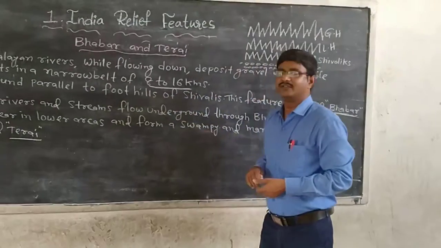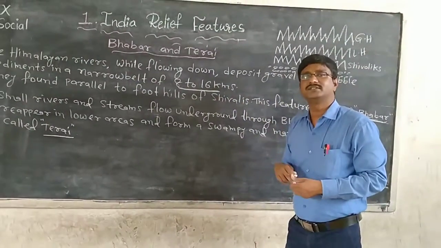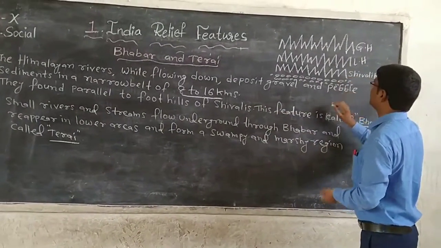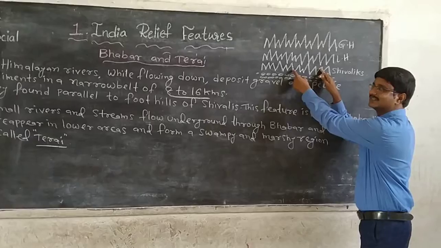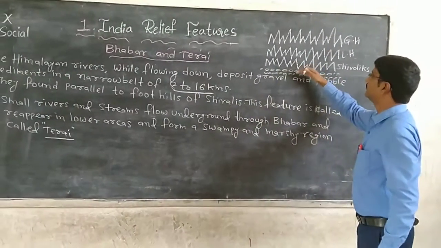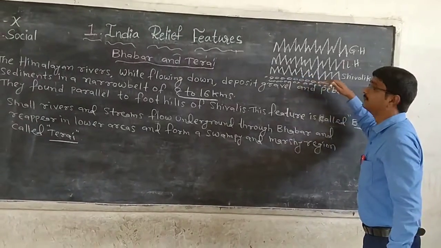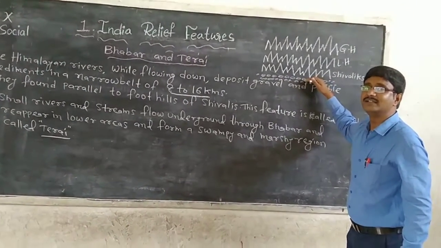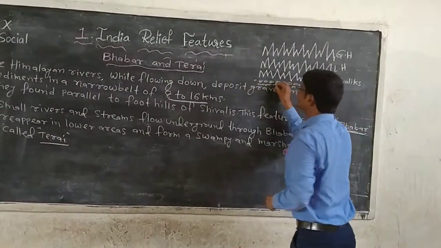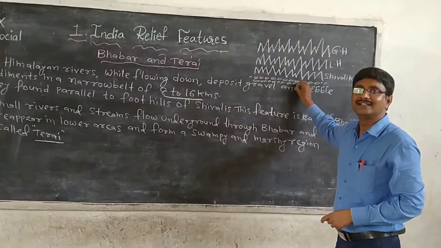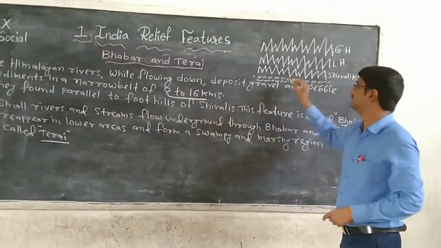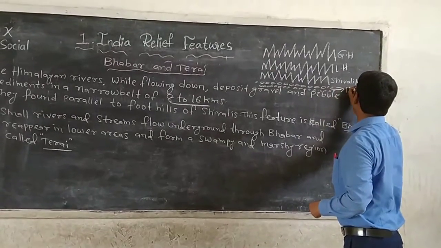So where do they deposit these gravels? They deposit these gravels at the foothills of Shivaliks. See, these are the Shivalik hills. Foothills means the bottom part of the Shivaliks. So they deposit the gravel and pebble sediments at the foothills of the Shivaliks. So this region is covered with pebbles and gravels in a narrow belt of 8 to 16 kilometers. So this region is called Babar.